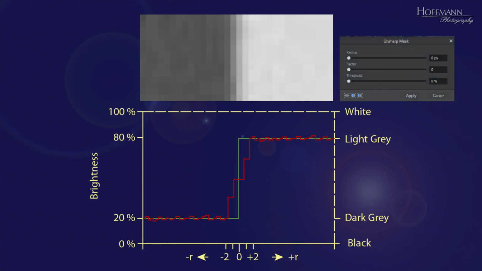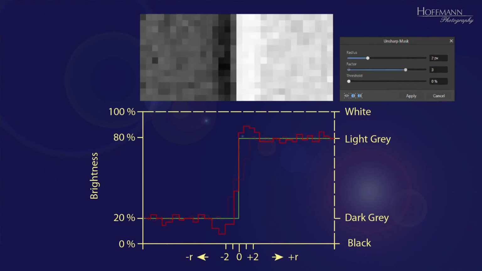Now, here is what the unsharp masking filter does. It usually has 3 parameters: radius, factor, that would be amount in Photoshop, and threshold. The filter tries to detect any sudden change in brightness or color, and 4 pixels does count as sudden. So let me set the radius to 2 pixels. That's 2 to the left and 2 to the right. Now watch what happens when I crank up the factor or amount.